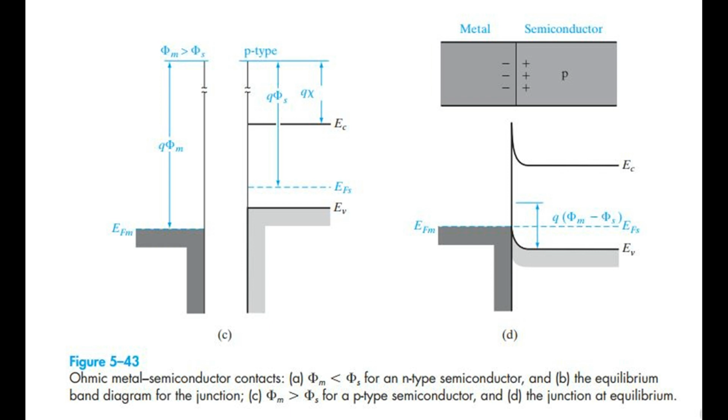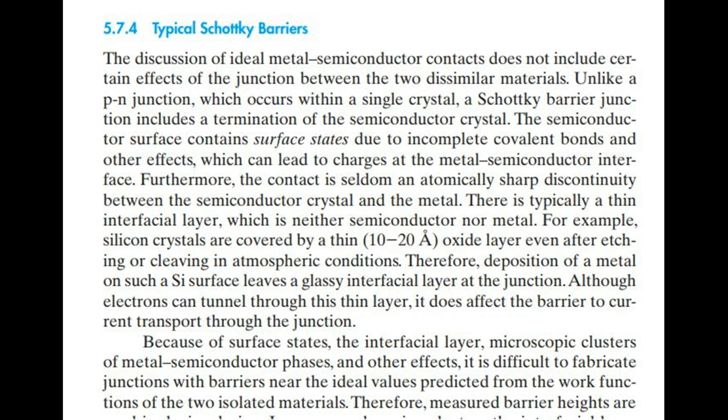Typical Schottky barriers. The discussion of ideal metal semiconductor contacts does not include certain effects of the junction between the two dissimilar materials. Unlike a p-n junction, which occurs within a single crystal, a Schottky barrier junction includes a termination of the semiconductor crystal. The semiconductor surface contains surface states due to incomplete covalent bonds and other effects, which can lead to charges at the metal semiconductor interface. Furthermore, the contact is seldom an atomically sharp discontinuity between the semiconductor crystal and the metal. There is typically a thin interfacial layer, which is neither semiconductor nor metal.